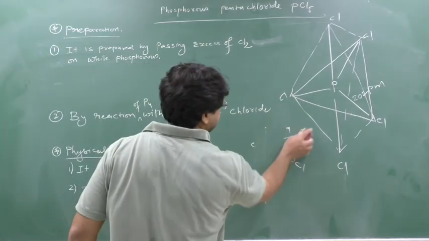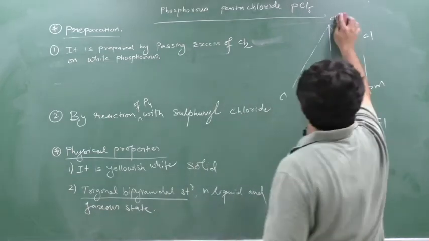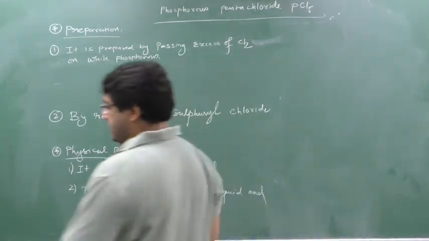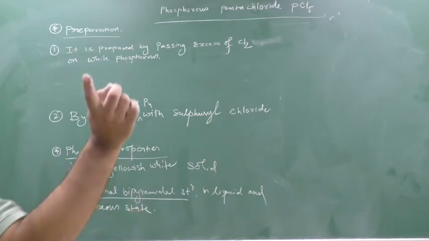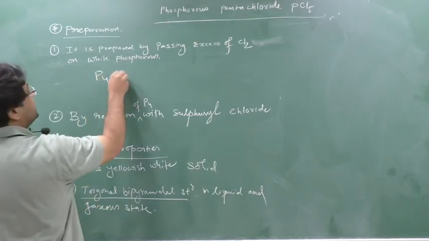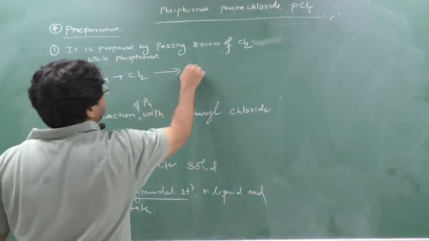So now we'll see its hybridization, shape, structure. Clear? So now we'll see its preparation. First preparation is, it is prepared by passing excess of chlorine, as I told you, that when P4 plus Cl2, when I pass, we'll compare here. So P4 plus chlorine will form PCl5.